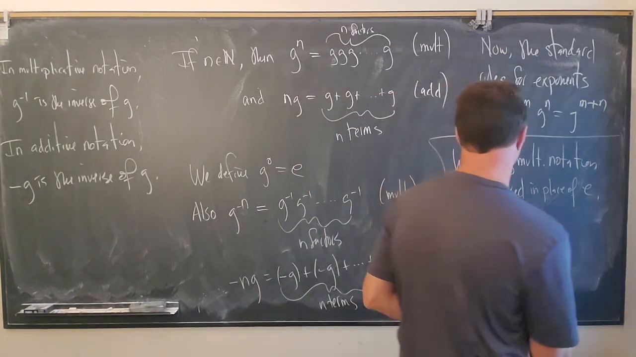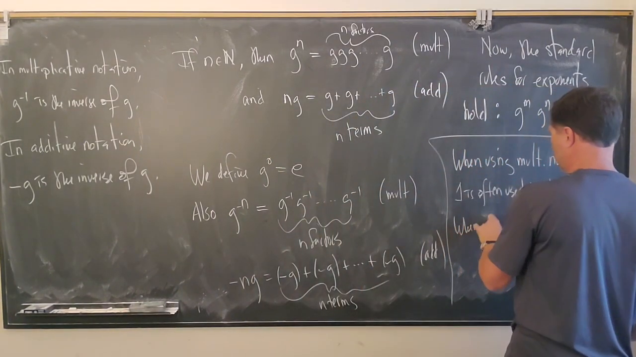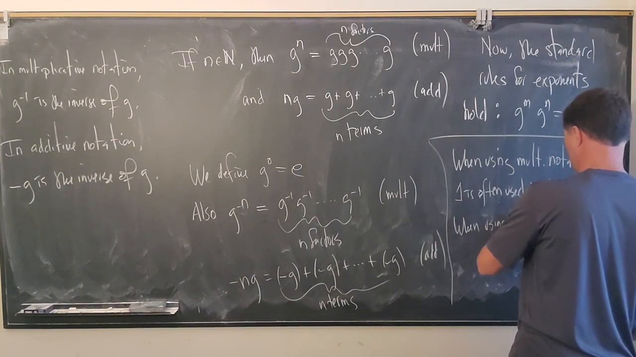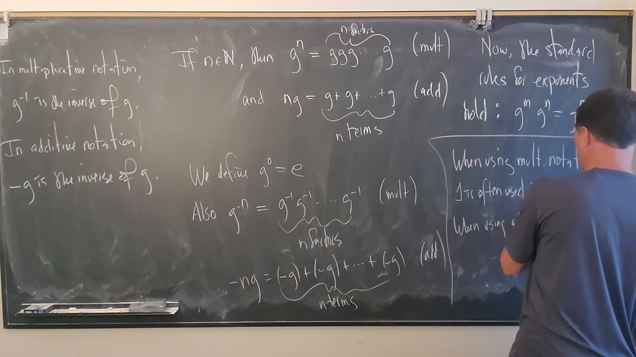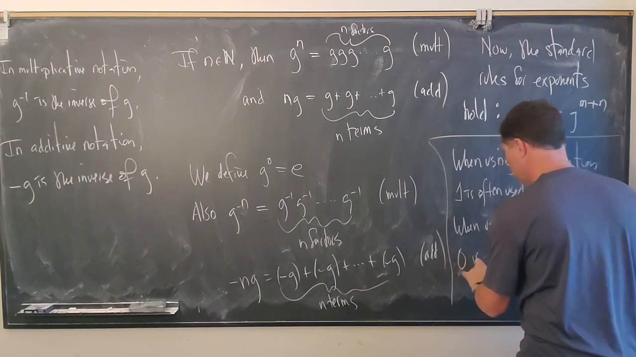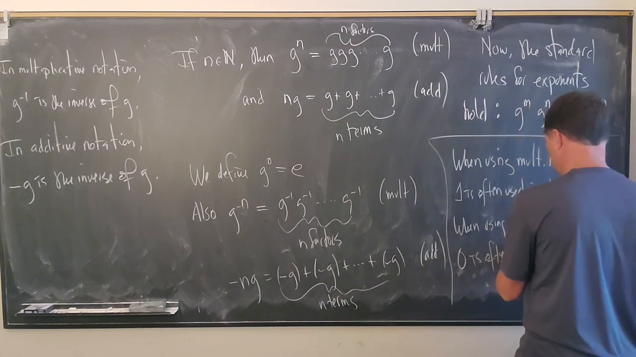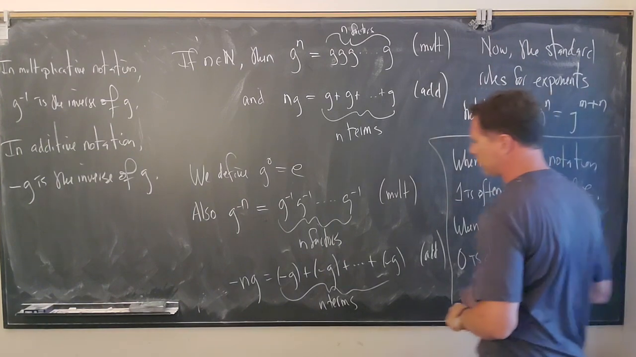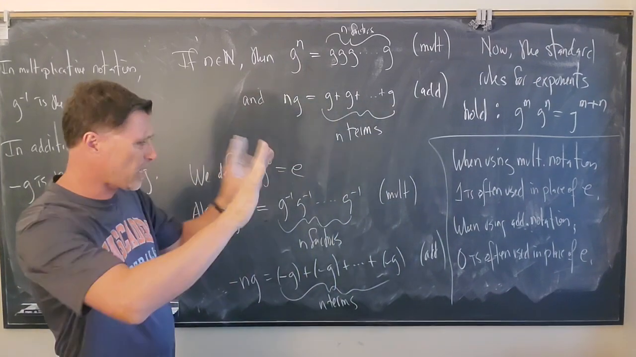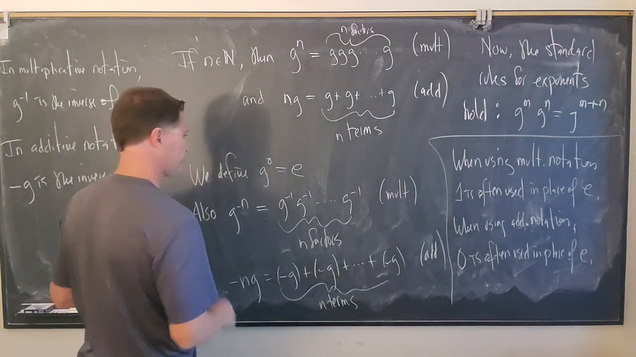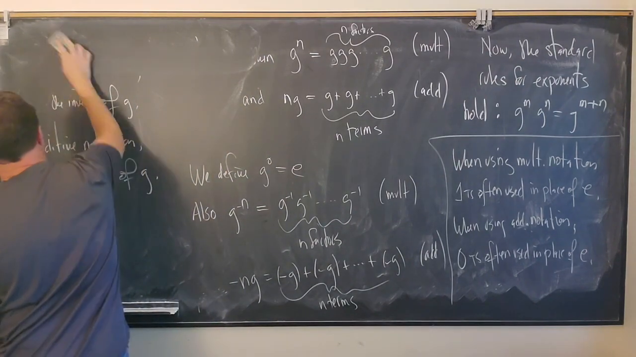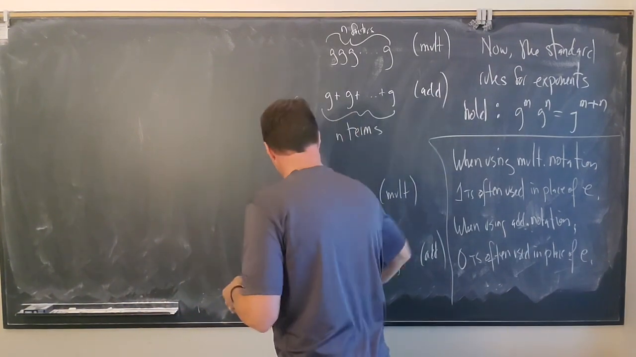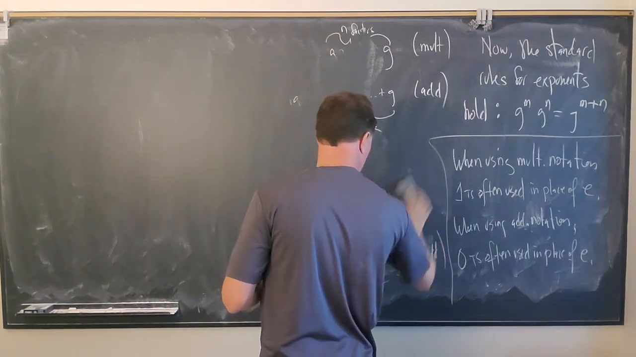And same thing, when using additive notation, 0 is often used in place of E. So when we get more advanced, we might start using that. But for now, I'll just use E for the identity no matter where we are. Anytime we're working in the abstract, with a group, whether it's abelian or not, I'll use the symbol E to stand for the identity.